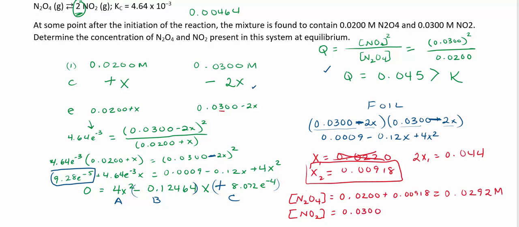And the concentration of my product would then be 0.0300 minus 2 times my X value. So 2 times 0.00918. And I get a value at equilibrium of 0.0116 molar. So if your roots do not make sense and you're in a quiz and you're under a time crunch, write down that you know something doesn't make sense, and I will find your mistake, and as long as you've done most of the chemistry correctly, you will get most of the credit.